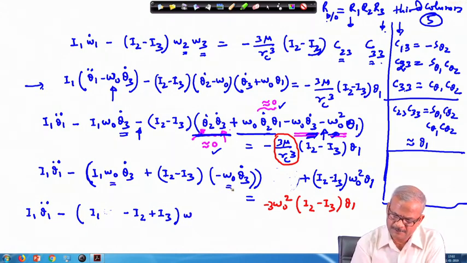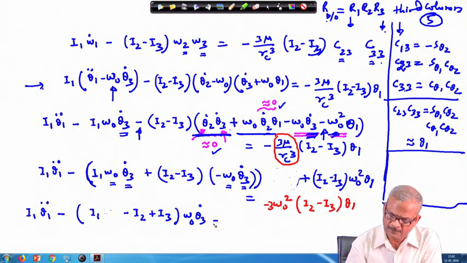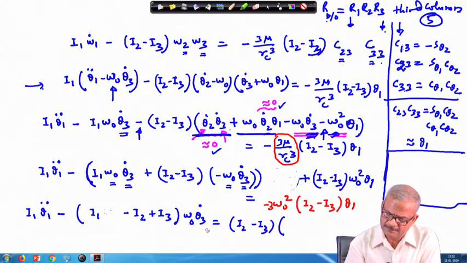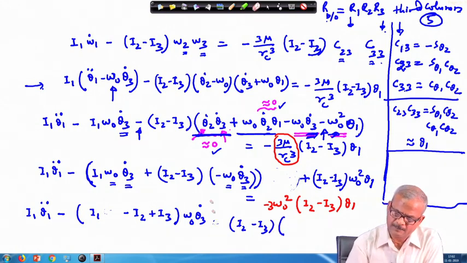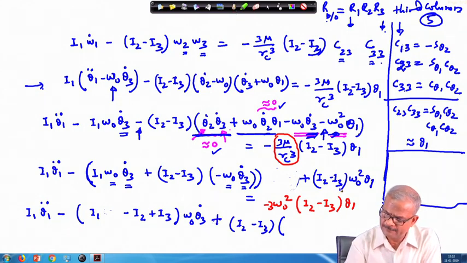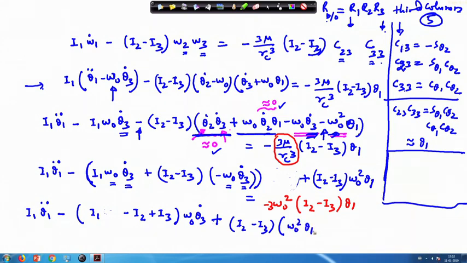Omega 0 is common here, omega 0 is common here, theta 3 dot is common. So, theta 3 dot, this is omega 0, and this will be equal to, finally, we have this term here. So, (I2 - I3), we take it outside. Here this is the plus sign, this particular term we are picking up, this will bring from this side to this side. So, omega 0 a square theta 1 plus 3 omega 0 a square theta 1, this will be equal to 0.